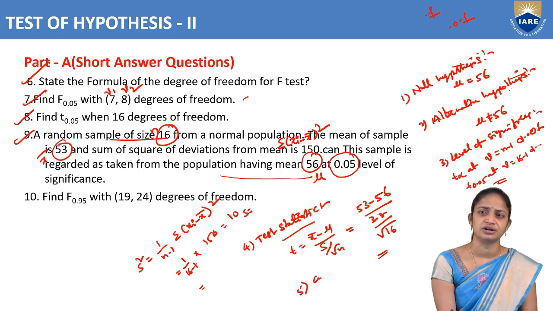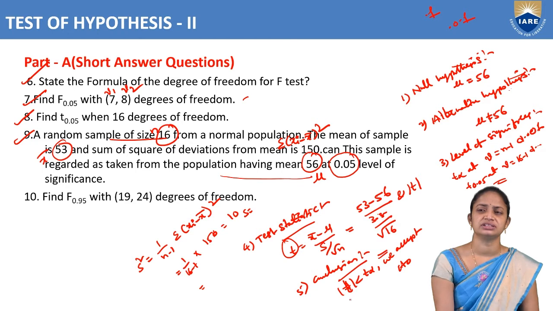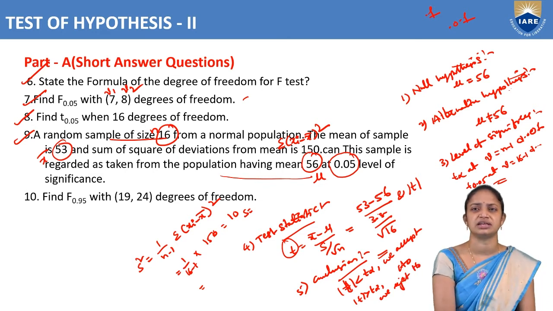And the final conclusion is this. If we find a negative t value, we can convert it to positive, so we get modulus of t. If modulus of t is less than t alpha, we accept H naught. Otherwise, if modulus of t is greater than t alpha, we reject our null hypothesis. That means we reject our statement.